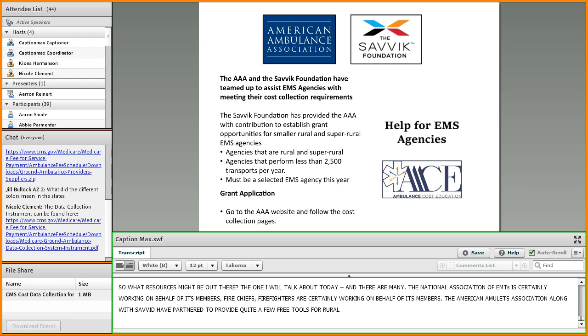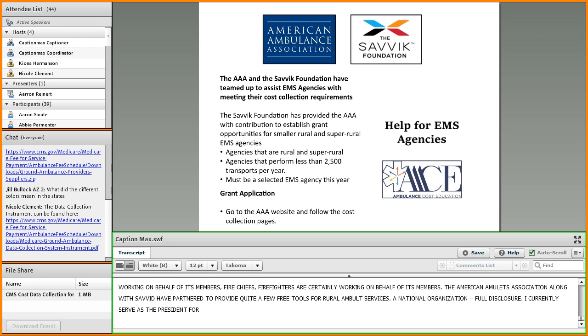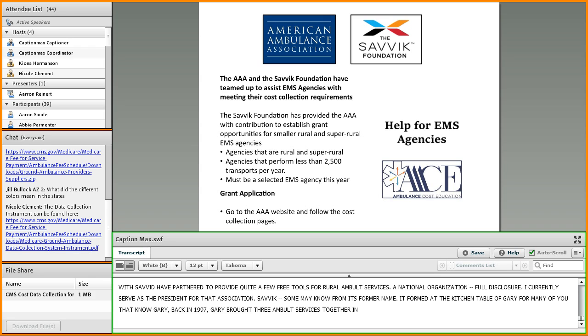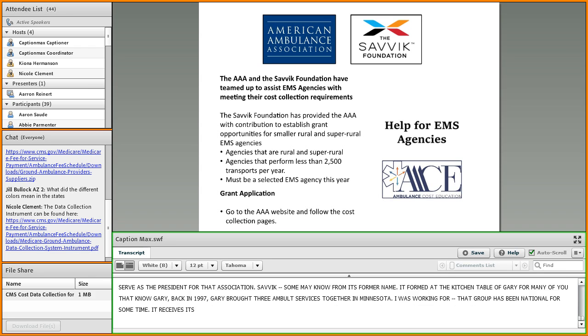So what resources might be out there? The one I'm going to talk about today, and there are many, the National Association of EMTs is certainly working on behalf of its members. The International Association of Fire Chiefs and Firefighters are certainly working on behalf of its members. The American Ambulance Association, along with SAVIC, have partnered to provide quite a few free tools for rural ambulance services. The American Ambulance Association is a national organization.